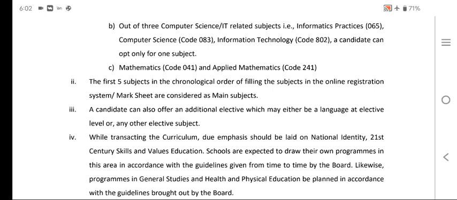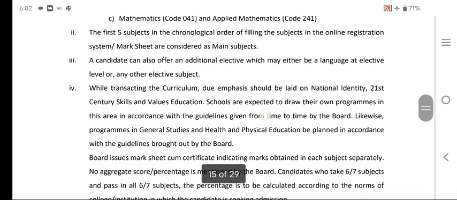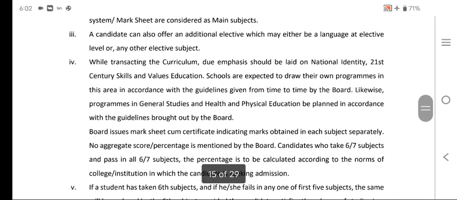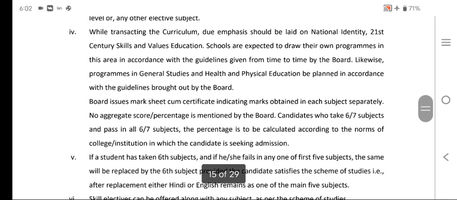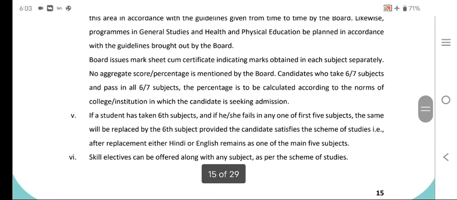A candidate can also offer an additional elective, which may be either a language or an elective, as I told earlier. While transacting the curriculum, due emphasis should be laid on national identity, 21st century skills, and value education. Schools are expected to draw up their own programs in the area. The board issues a mark sheet cum certificate indicating marks obtained in each subject separately. No aggregate marks or percentage is mentioned by the board.